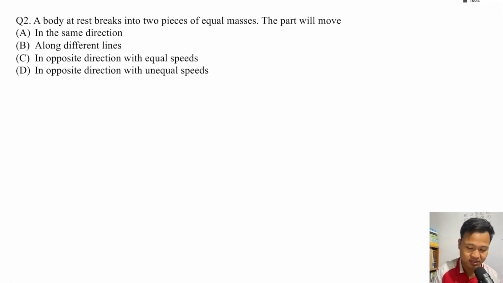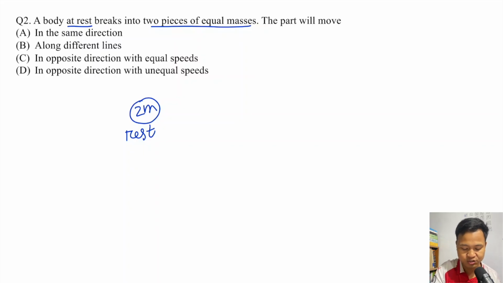Okay, next part. A body at rest breaks into two pieces of equal masses. So the parts will move. Let's say the mass is 2m. Initially the body is at rest, and finally it breaks into two equal parts, mass m and mass m. Let's say one mass m has velocity v1 and the other has velocity v2.